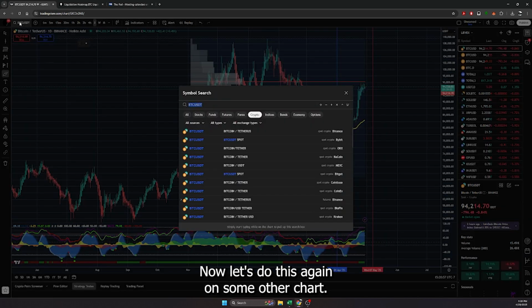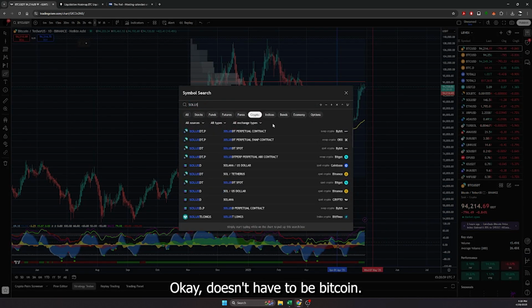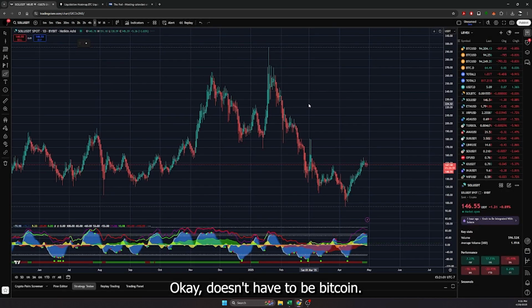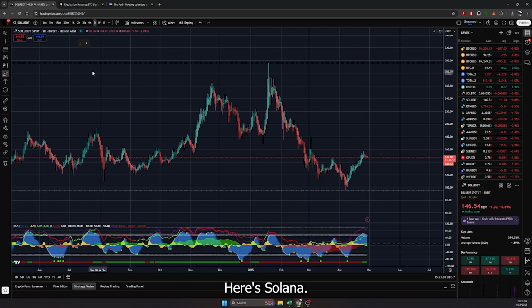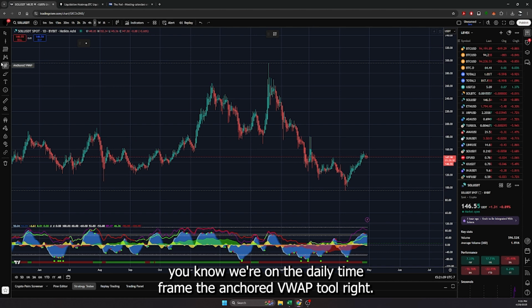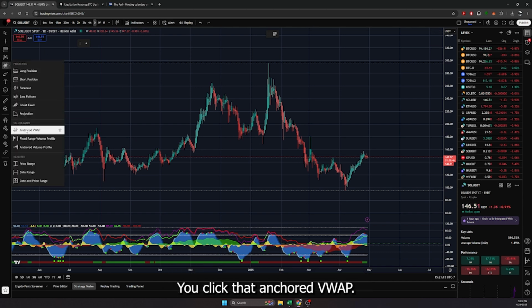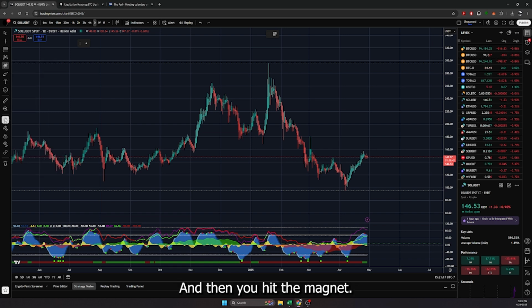Now let's do this again on some other chart, okay? Doesn't have to be Bitcoin. All right, here's Solana. We're on the daily time frame. The anchored VWAP tool, right? Five icons down, you click and hold, you click that anchored VWAP. And then you hit the magnet. You look at the chart here.